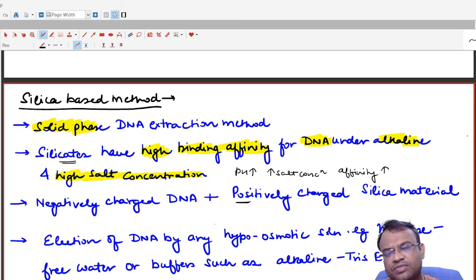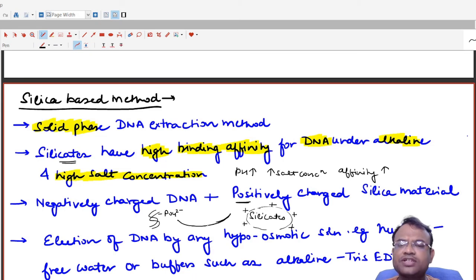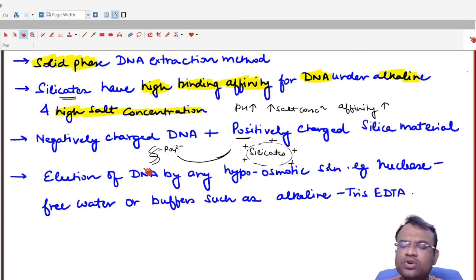So it is something like this. Suppose these are the silicates. These silicates would have positive charges. Since they have positive charges, you would know that the DNA has a negative charge because of the phosphate, which is PO4 2 minus. So there can be an interaction between the negative charge and the positive charge in the silica based method. I hope you have understood this. Now how can you go for elution? What does elution mean? You want to remove the DNA from these silicates.